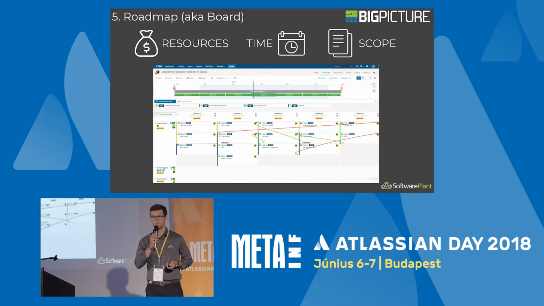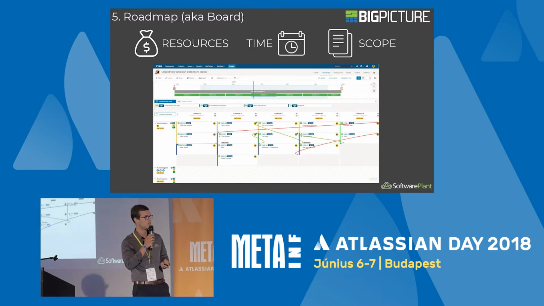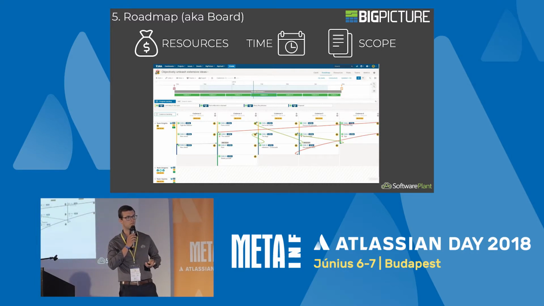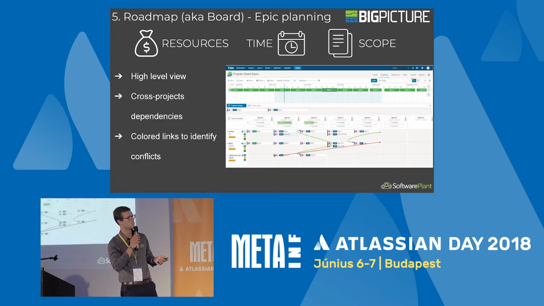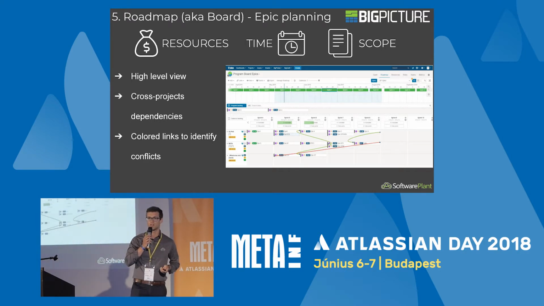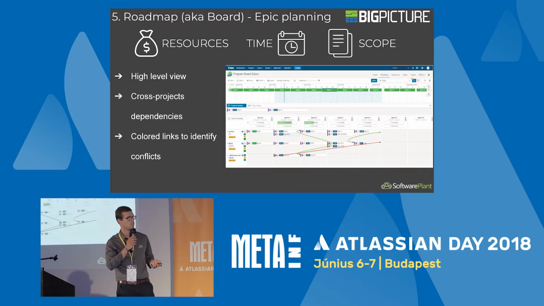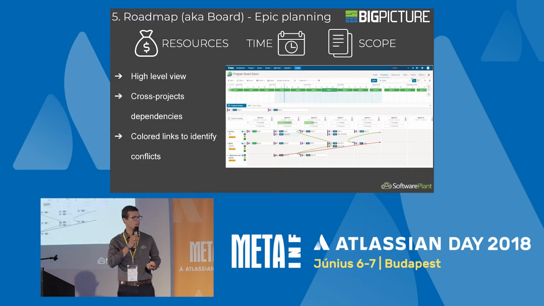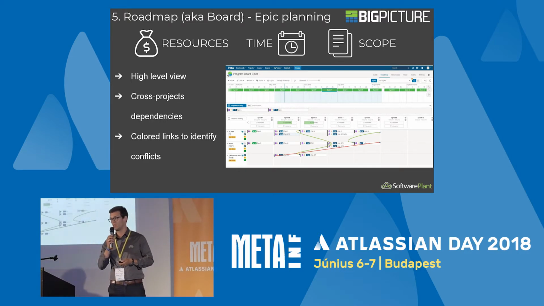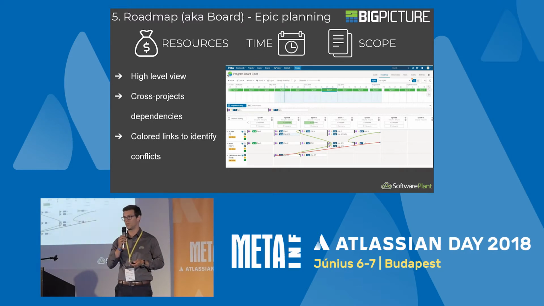You can also define the capacity for a given sprint, and you can take a look at how the task effort is compared to it. What I would like to stress here is that such a view can also serve you for epic planning, which means that you can define one time frame as your quarter or even year. So you can have a high-level view that presents what key features or capabilities your organization is going to release during the coming months or even years. It also allows you to see the cross-project dependencies between the teams.